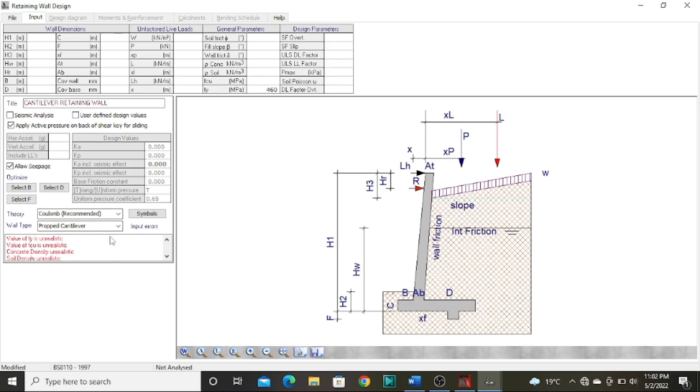Prokon allows you to design three types of walls. The first is the propped cantilever, and that is what opens up by default, as you can see. And the second one is the cantilever and the other is simply supported. So today we are just going to design a cantilever one.